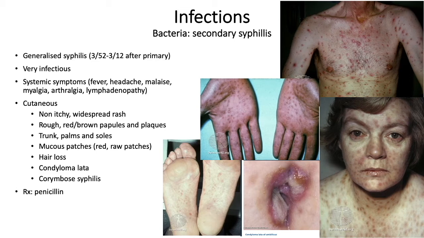Another lesion that's specific to secondary syphilis is corymboid syphilis. And this is where you get central scaly plaques surrounded by erythematous papules. In terms of treatment, syphilis is very responsive to penicillin. It normally resolves after a few weeks, but it can reoccur or develop into tertiary syphilis.